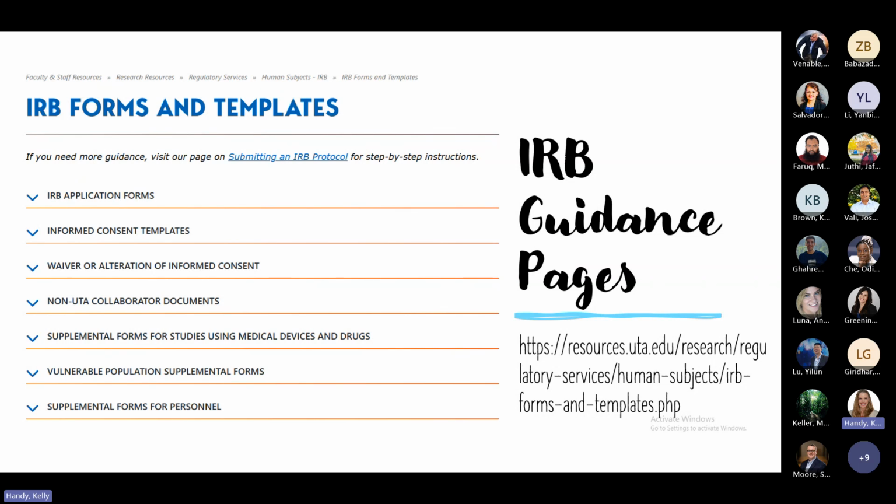On our IRB forms and templates page, you'll find downloadable templates for our protocol application forms, as well as essential documents such as informed consent forms and a form for waiver of consent or written documentation for consent. The page also provides our non-UTA collaborator form and supplemental forms tailored to studies involving medical devices or vulnerable populations. By using these standardized templates, researchers can streamline their submissions, minimize errors, and maintain compliance with both institutional and federal regulations.